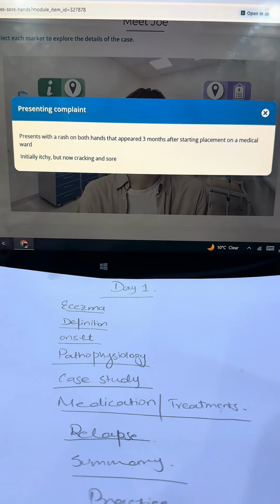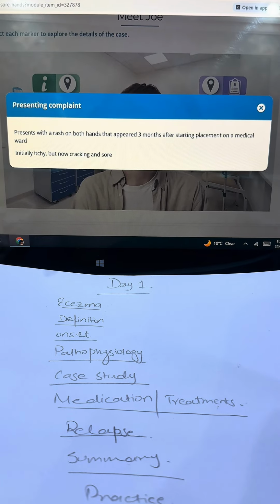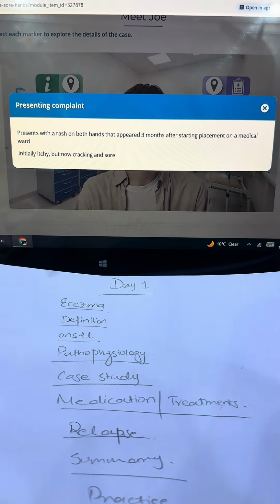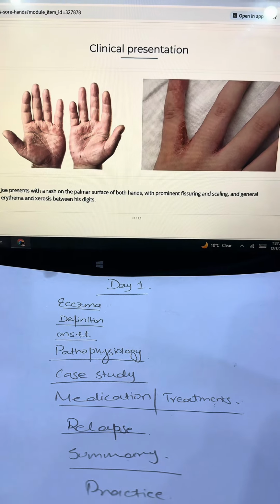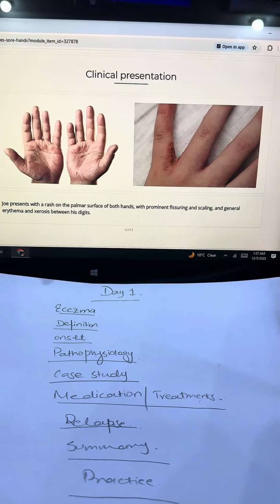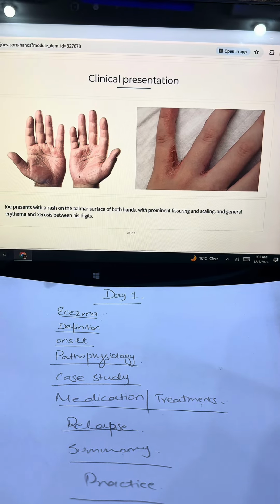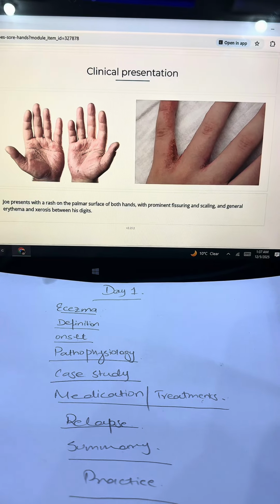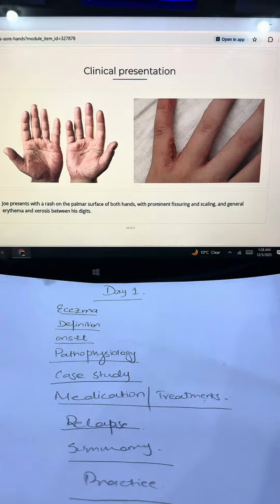He presents with a rash on both hands that appeared 3 months after starting placement on a medical ward, because he is a nursing student. Initially itching, but now cracking and sore. You may see the clinical presentation of Joey with a rash on the palmar surface of both hands with prominent fissuring and scaling and interdigital eczema. Interdigital eczema means redness and xerosis means dryness between his digits.